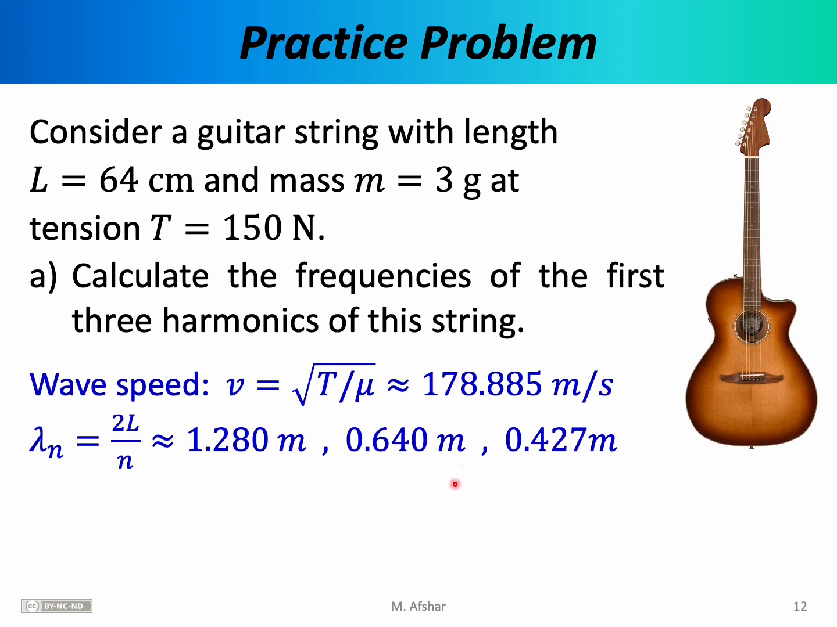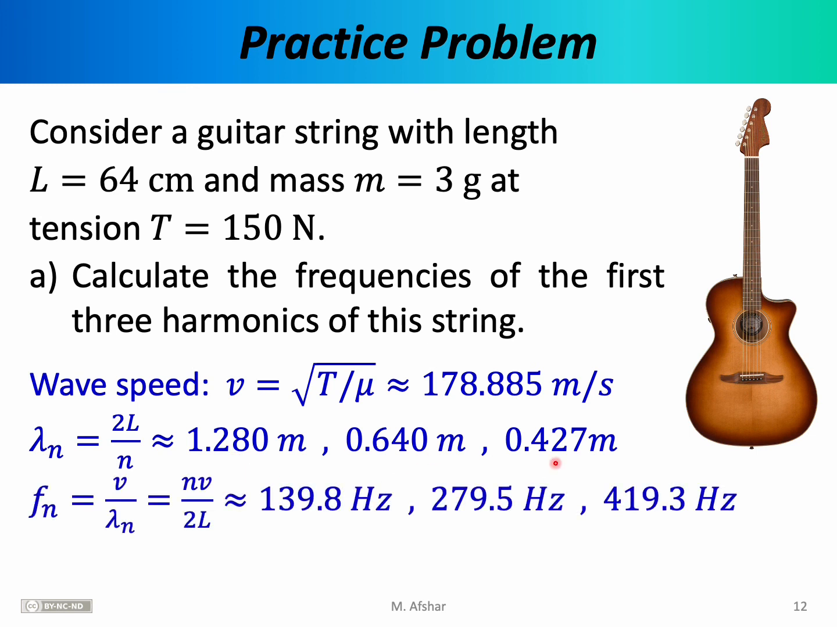We find that these are the wavelengths that are allowed, and the frequencies that correspond to these wavelengths can be found by either taking the wave speed and dividing it by the wavelength, or simply using this formula, which we saw on the previous slide. Doing that, we find that the first 3 resonant frequencies of this guitar string are approximately 139 Hertz, 279 Hertz, and 419 Hertz. There are other resonant frequencies.